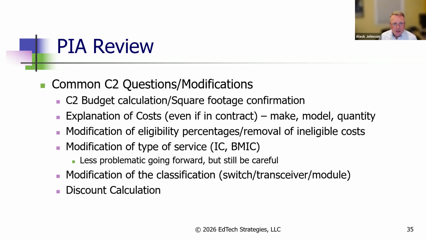On the category two side, the common questions are similar, but a little bit different. So the first one, they will ask you about your budget calculation, or they'll ask you to confirm your square footage. This has to do with how those C2 budgets are calculated. You'll remember that that is a function of the square footage of the library. And they will ask you where the data that you have in EPC comes from and can you validate it.